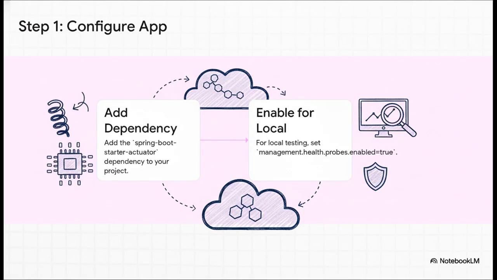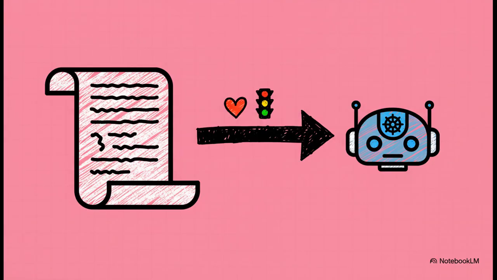Step 1. You add a single dependency to your project, the Spring Boot Starter Actuator. That's really the main thing. Like we said, inside Kubernetes, Spring Boot will automatically enable the probes. If you want to test this out on your local machine, you just add that one little property to your application.properties file. It's that simple. So, our app is now ready to talk the talk. Let's switch hats and configure our Kubernetes YAML to tell it how to listen.